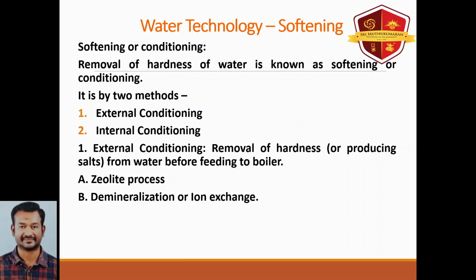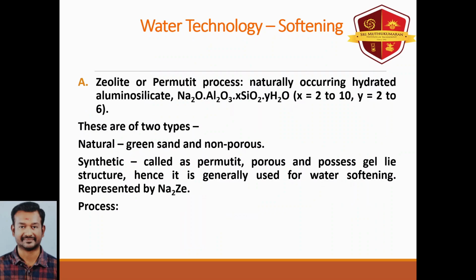There are two methods: external conditioning and internal conditioning. External methods include the zeolite process and the demineralization or ion exchange process. The zeolite process uses permutit. Zeolites are naturally occurring hydrated aluminum silicates, like natural green sand, which is non-porous. Synthetic zeolite is called permutit, which is porous and possesses a gel-like structure.